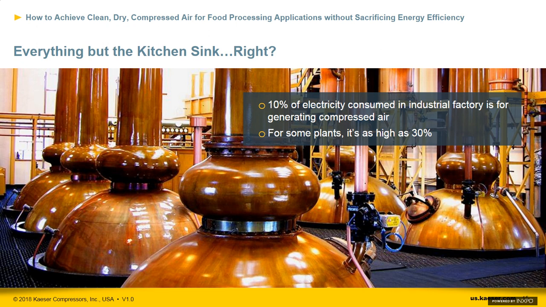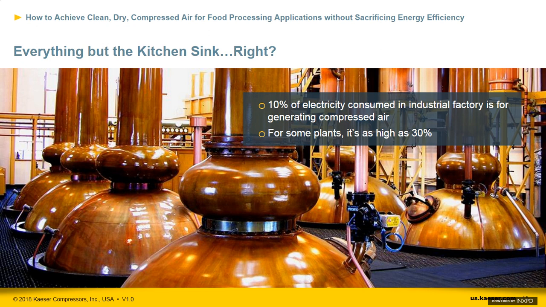So we know air quality is really important. The plant can't tolerate contamination or downtime. So that means we should install any and every dryer and filter just to be safe, right? Well, the U.S. Department of Energy estimates that for a typical industrial facility, 10% of the electricity consumed is for generating compressed air. For some, it's as high as 30%.